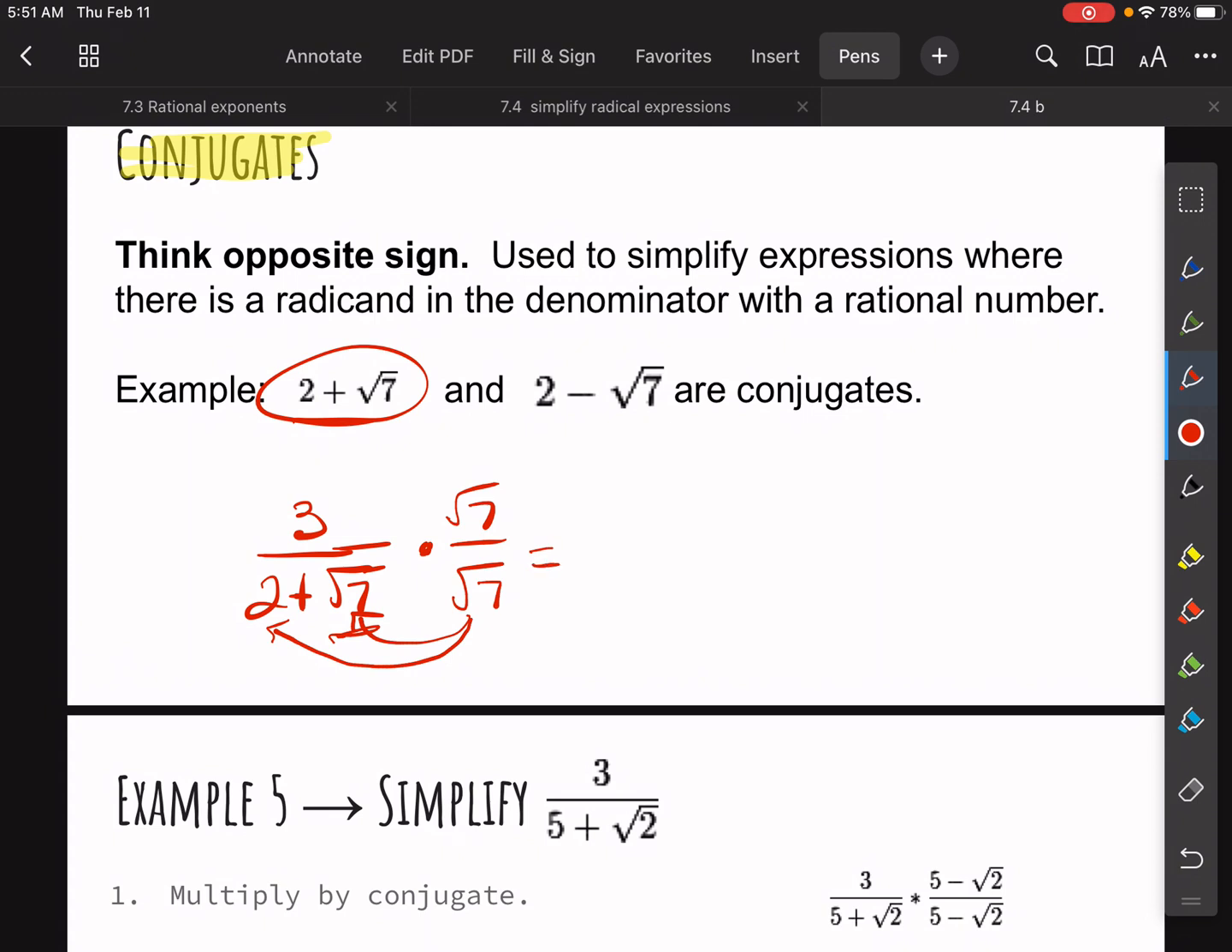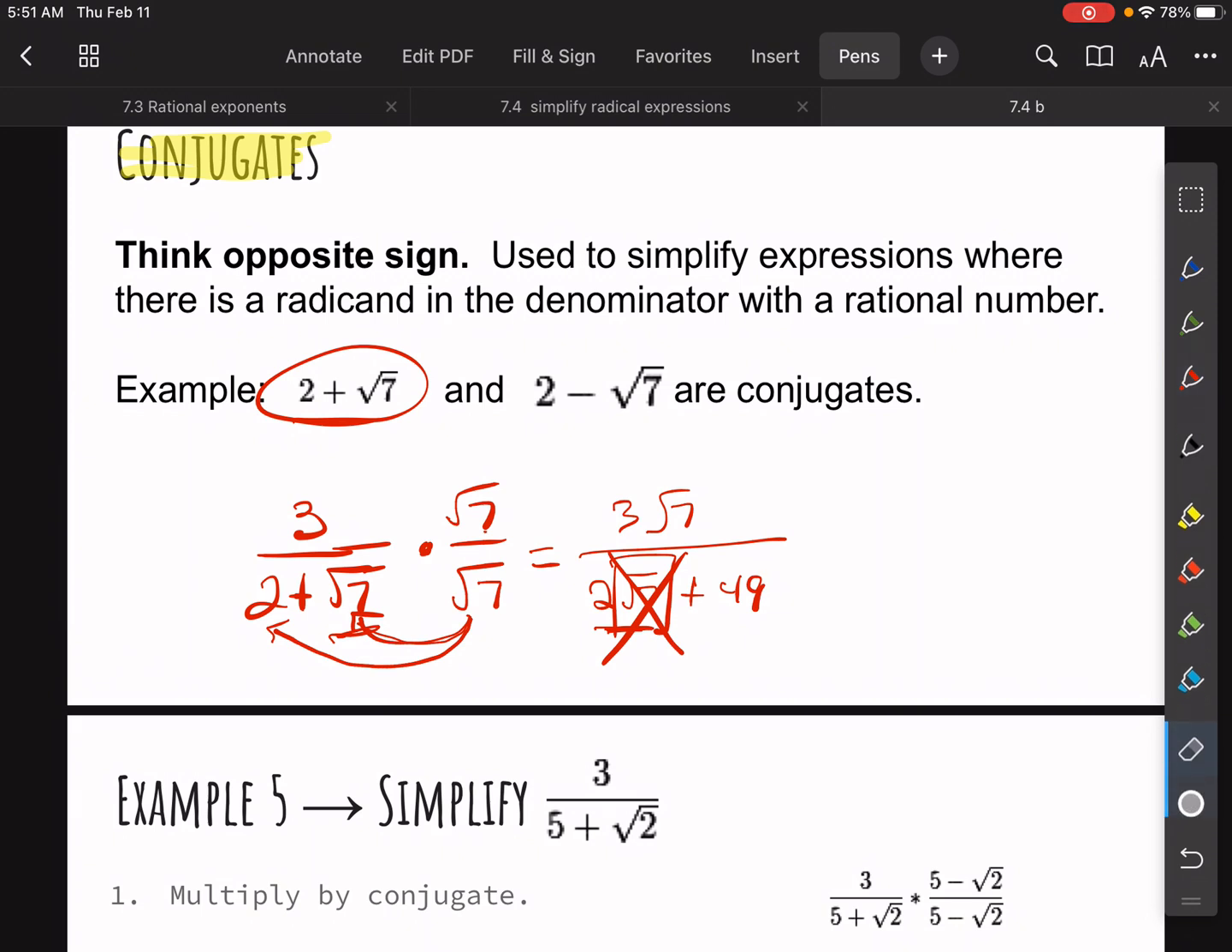If we took the square root of 7 times 2, you get 2 times the square root of 7, or 2 root 7. And if you took the square root of 7 times the square root of 7, you end up with plus 7. But notice we still have this radical here, right? And then we could do 3 times the square root of 7, so we have 3 root 7 here. If there's a radical in the denominator, that is not allowed. So how do I get rid of it? I get rid of it with a conjugate.